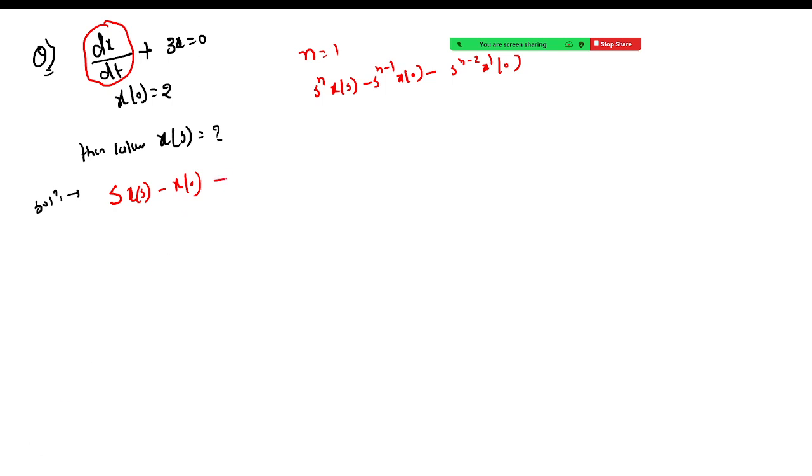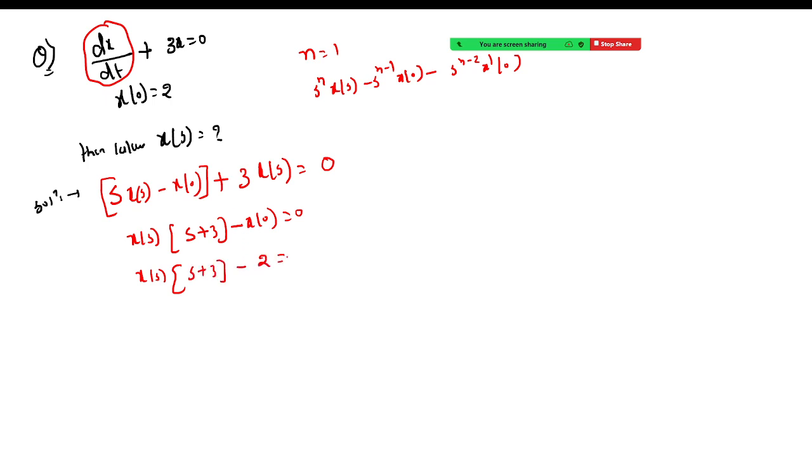And finally, this is what I have written for this particular differential, plus 3 into X(s), and the Laplace of this one will be 0. So we are very much interested in calculating the value of X(s). If I take X(s) common, this will be X(s) times (s plus 3) minus x(0) equals 0. So your X(s) into (s plus 3) minus x(0), which is given as 2, equals 0. So the value of X(s) equals 2 divided by (s plus 3).